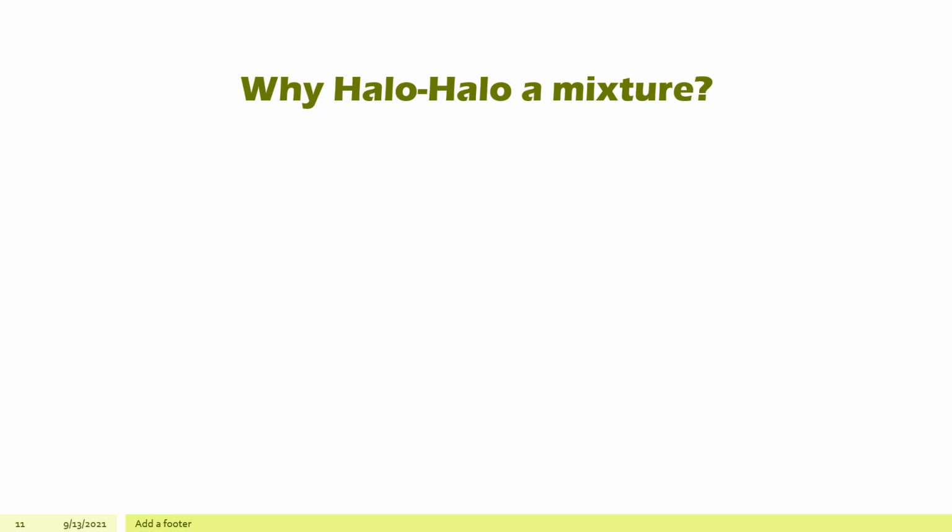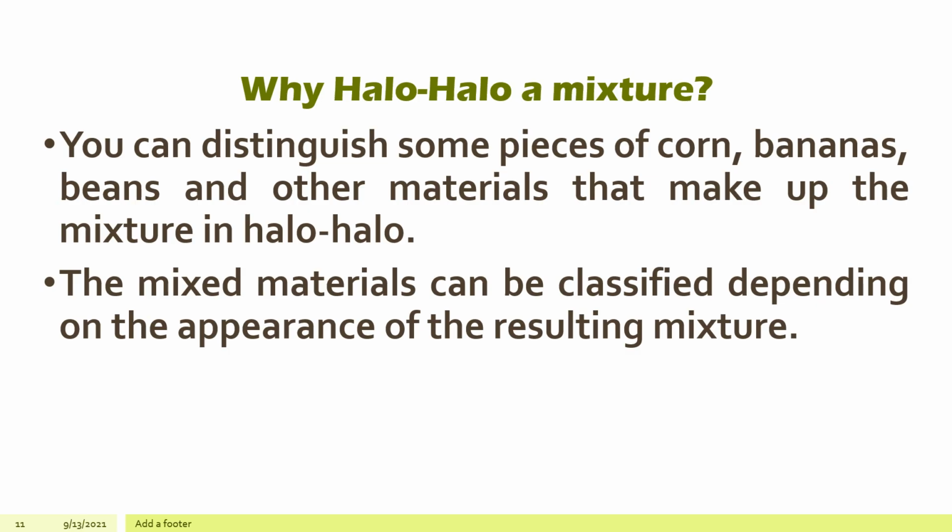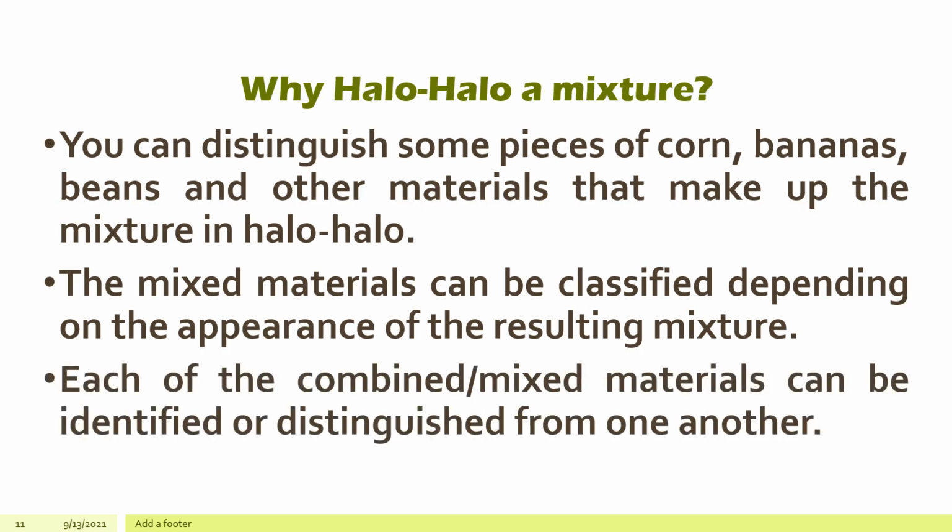Why is halo-halo a mixture? You can distinguish some pieces of corn, bananas, beans, and other materials that make up the mixture in halo-halo. The mixed materials can be classified depending on the appearance of the resulting mixture. Each of the combined or mixed materials can be identified or distinguished from one another.